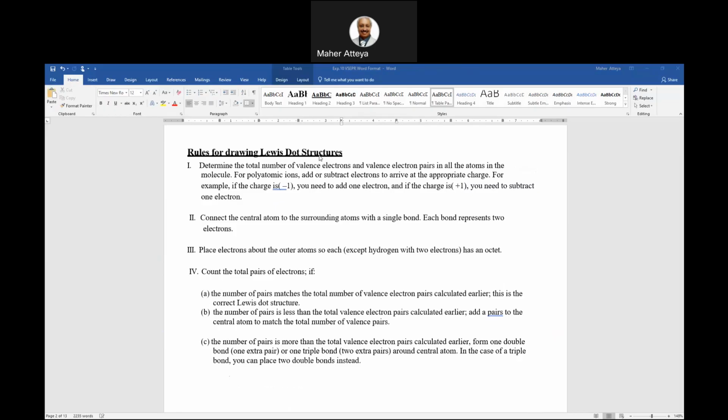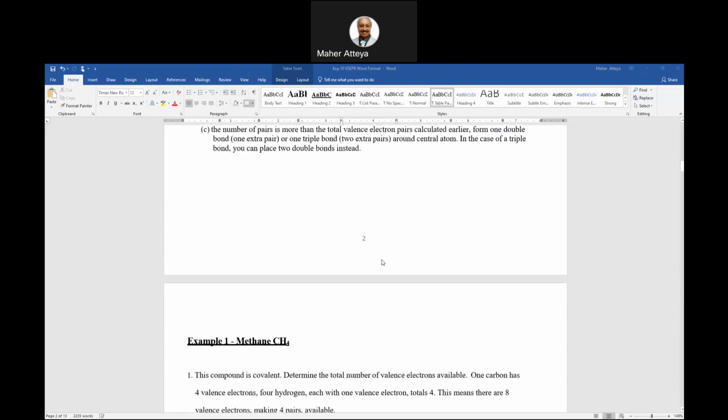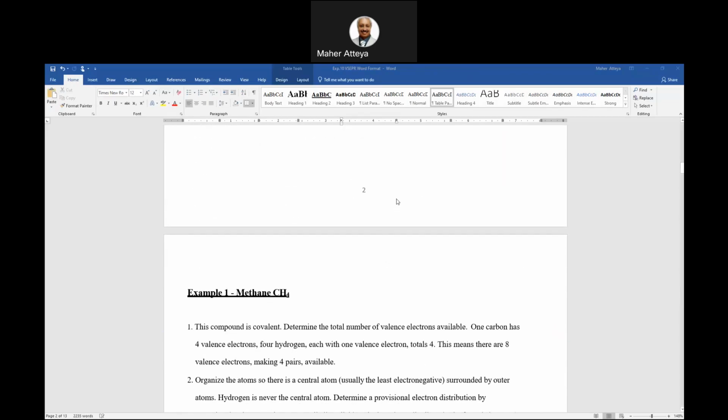When you write the Lewis dot structure, oxygen is always -2. Hydrogen is always +1, except when it's connected to metals. And if you look at it like this, you can see how you can make those here.